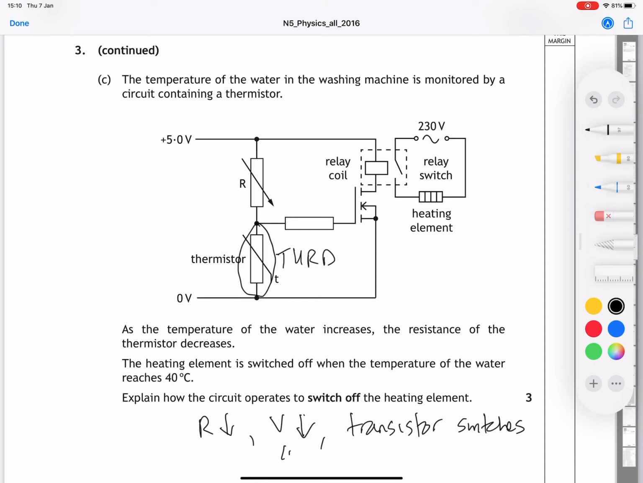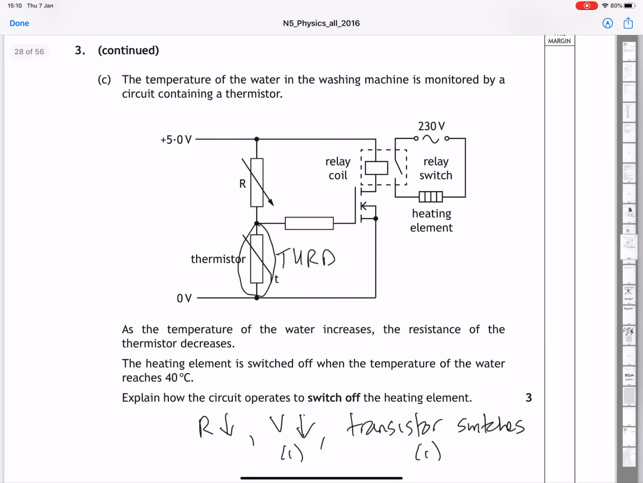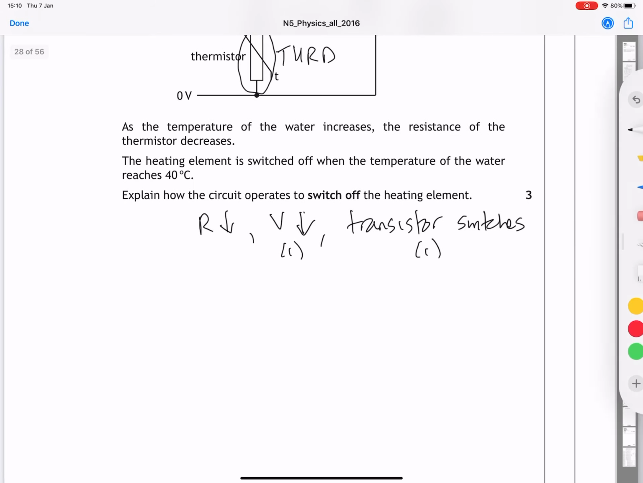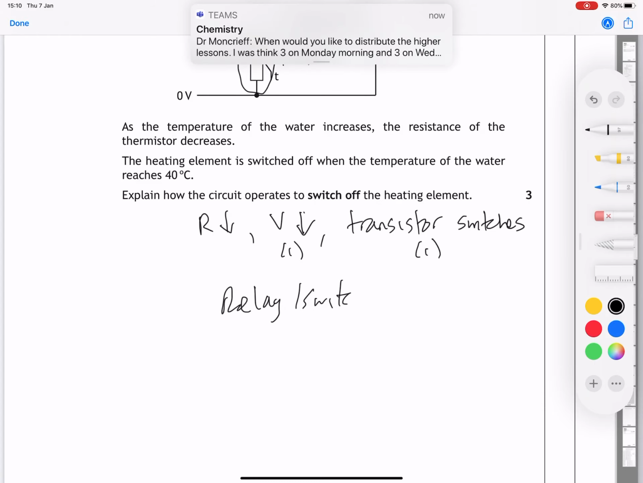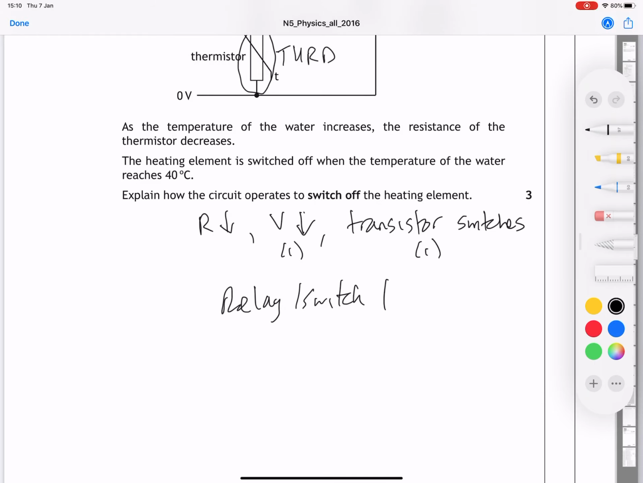So you get 1 mark for saying the voltage goes down, you get 1 mark for saying the transistor then switches off, and then the last mark is for saying the relay or the switch then, which is off. Final mark. 3 marks in total.